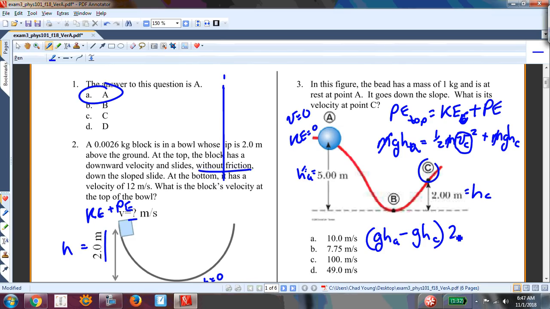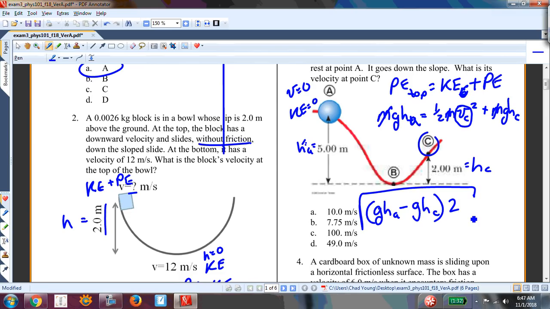Multiply that times 2 to get rid of the half, and then I square root that whole thing. And so that's going to be 10 times 5 is 50, minus 20, that's 30, times 2, the square root of 60, which is equal to 7.75. 7.75, that's equal to vC, meters per second. So B is the right answer for 3.